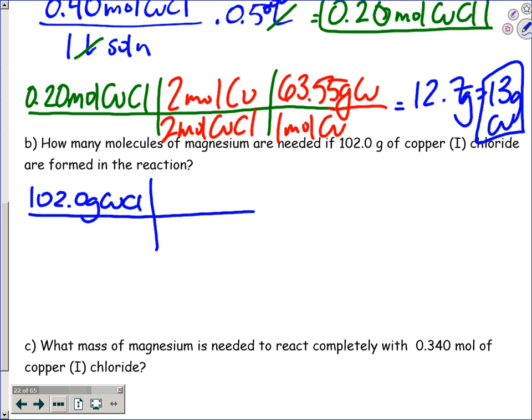What's the molar mass of copper(I) chloride? What is it? 90? 99? 99 point 99. It's 99, okay. I was like, I know it's not 99.